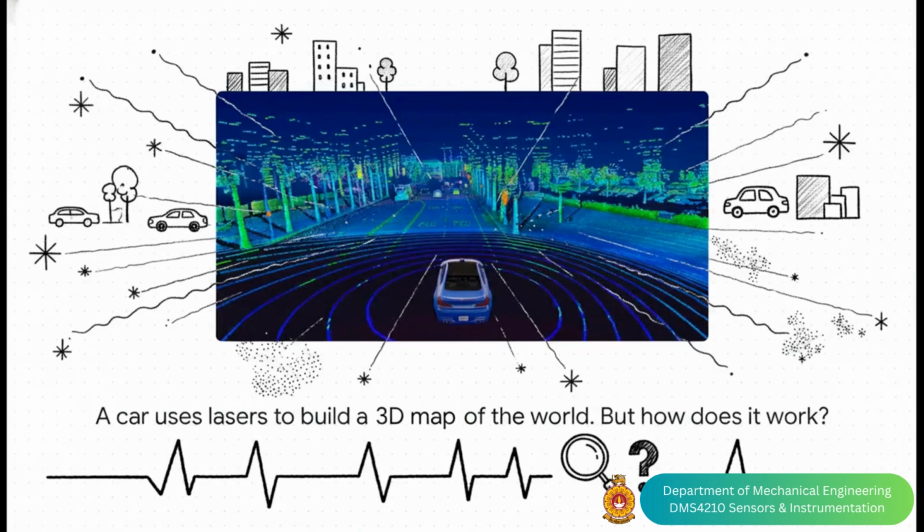Okay, take a look at this. This isn't from a movie or a video game. This is a real-time 3D map. It's called a point cloud, and it's being created right now by a car's LiDAR sensor. Every single one of those dots you see is a precise measurement in space. It's what gives the car this superhuman awareness. The big question is, how do you get from invisible beams of light to a crazy detailed map like this? Well, that's exactly what we're here to figure out.